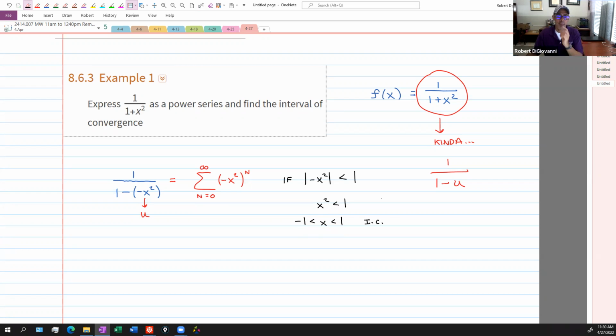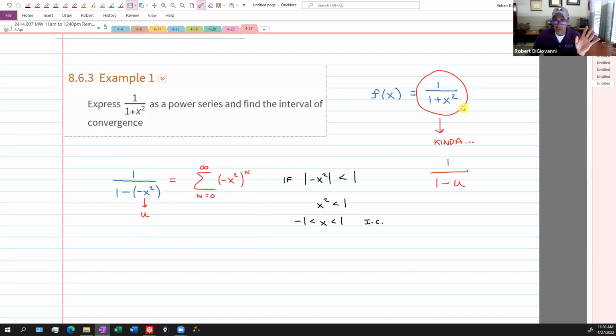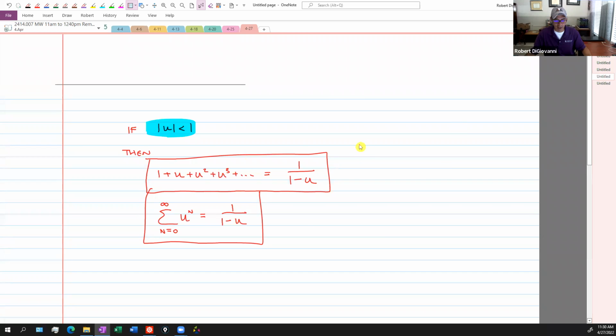Now, what about the endpoints? Do I have to check the endpoints? No. Why? Because this formula only works if we are strictly less than 1. We know that because it's a geometric series, that's where it came from. And so if it is 1, then you get divergence. So you don't have to check the endpoints if we're going to use this formula. If we're going to use this ever, you don't have to check endpoints.